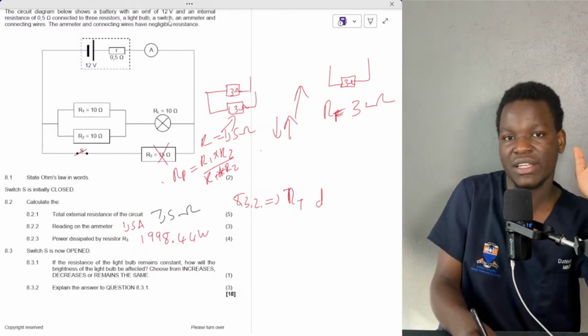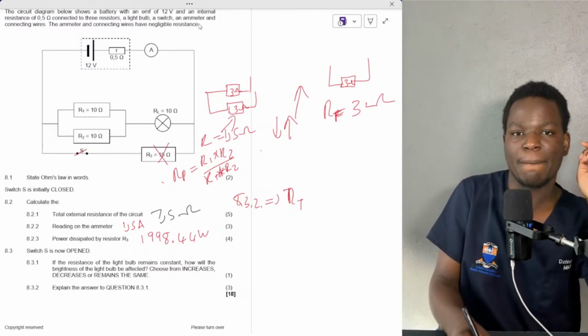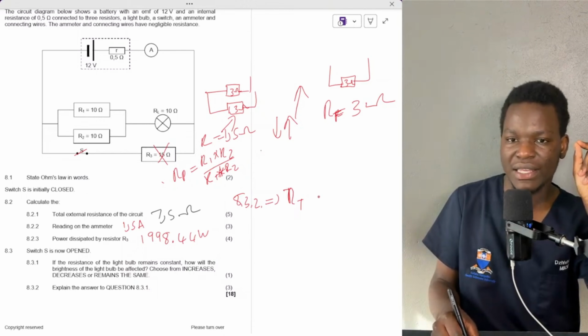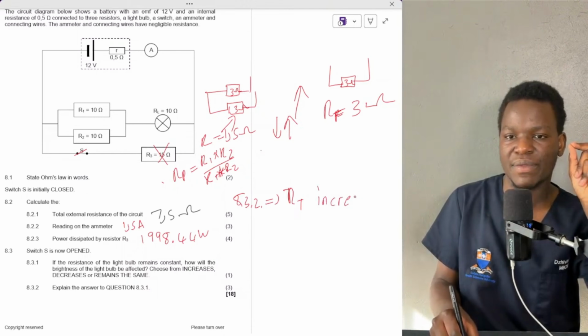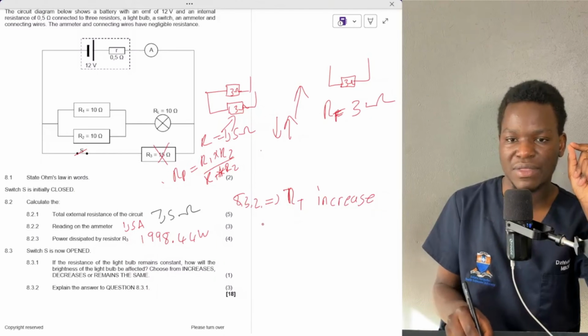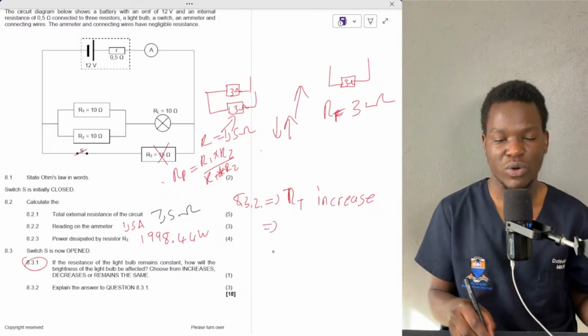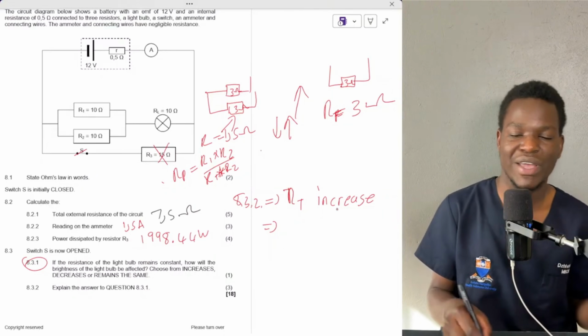We removed it, so it increases. We said they are inverse. R total will do what? It will increase because we have removed. R total will increase. That's the first step. We haven't concluded 8.3.1. We are going to use the reasoning to go back.